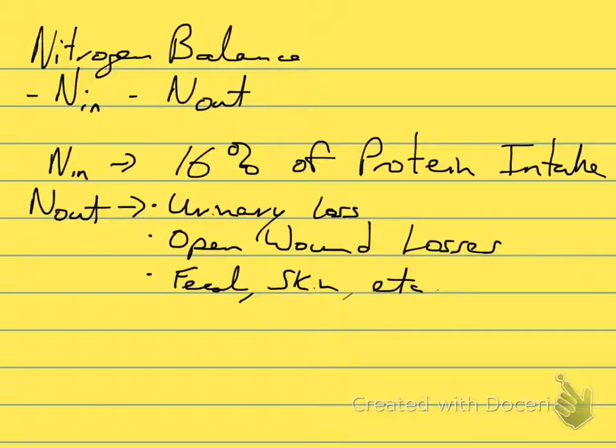For nitrogen out, you basically have three routes of loss. You have urinary loss, which is the majority of where nitrogen is lost. You also have losses, as we spoke about, from those open wounds. And then you have some loss as you shed enterocytes in your feces, and then coming out also through skin and fingernails, hair, that type of stuff. So three routes basically: urinary loss, open wound losses, and fecal, skin, etc.